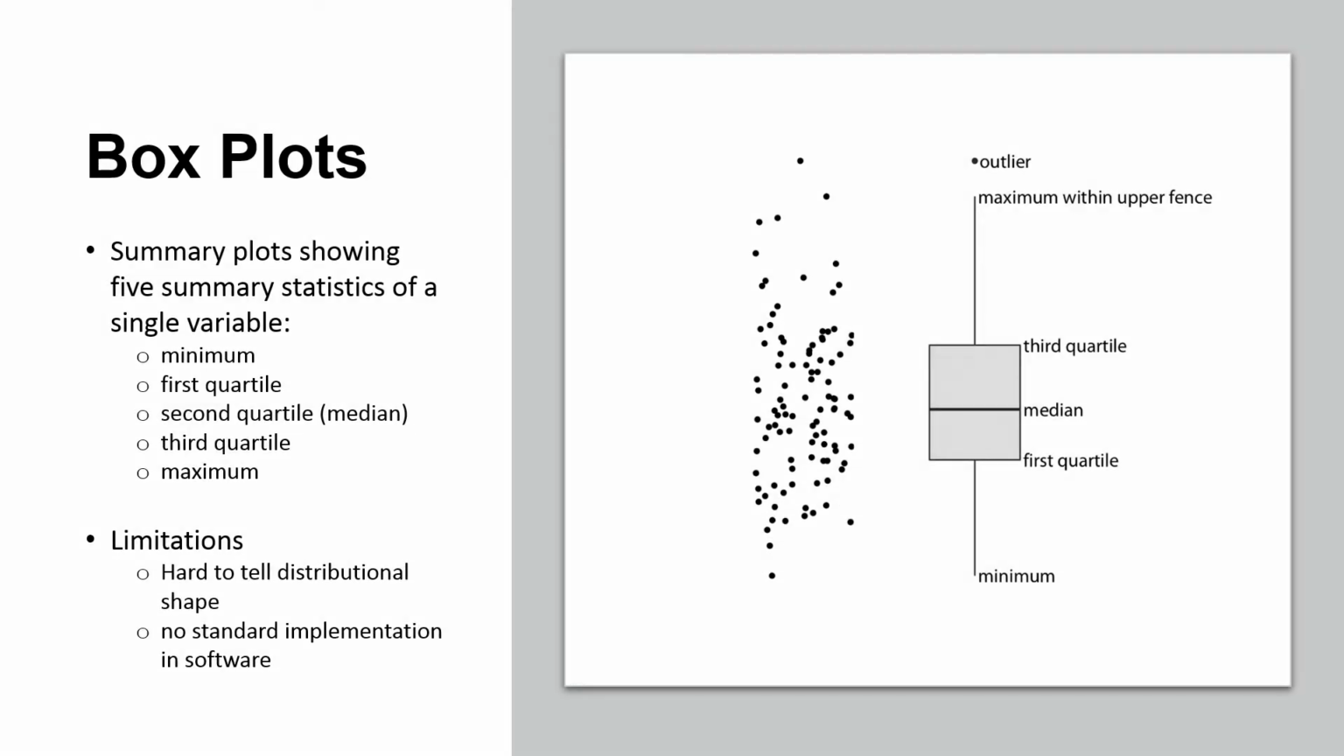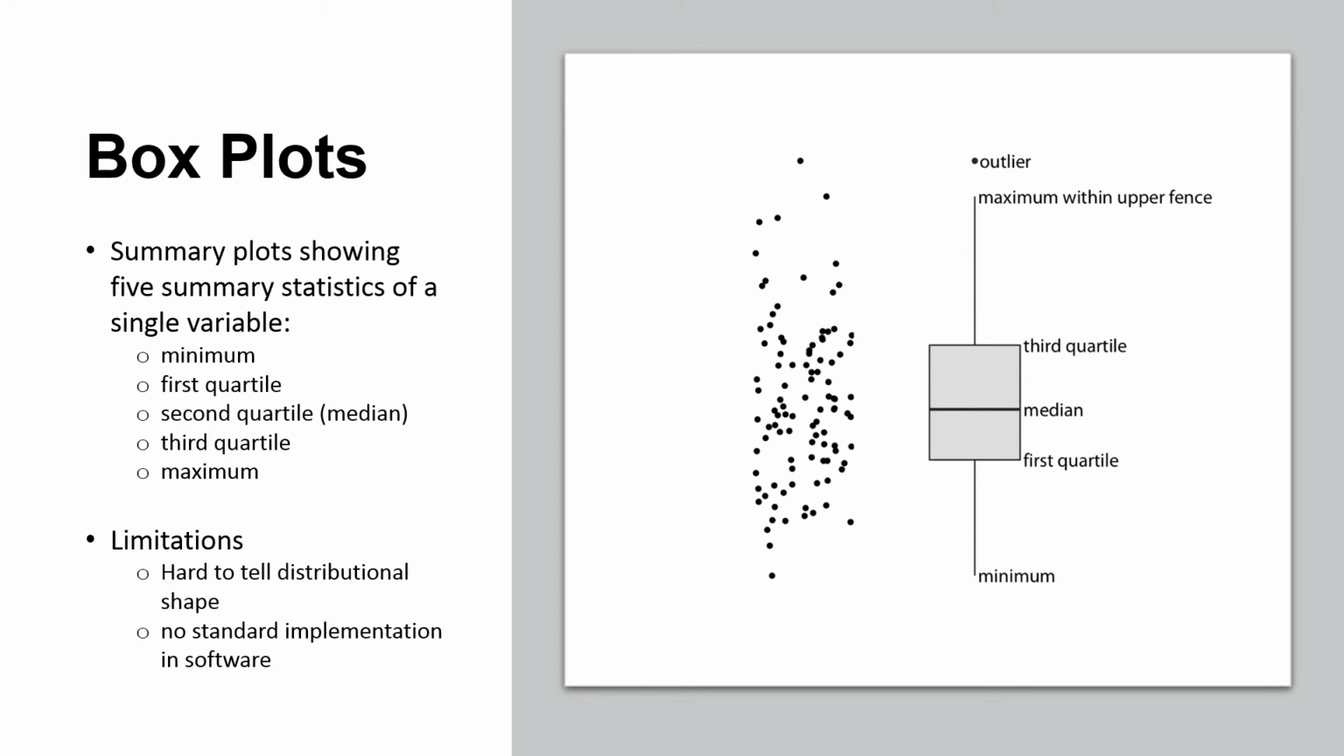A second plot to show quantitative data is the box plot. The plot shows a five-number summary of a single variable. The five summary statistics are shown with solid horizontal lines in the graph. The five lines from bottom to top represent, respectively, the minimum, first quartile, second quartile or the median, third quartile, and the maximum. Note that in calculating those statistics, the outliers, which are represented by the dots in the graph, are removed.